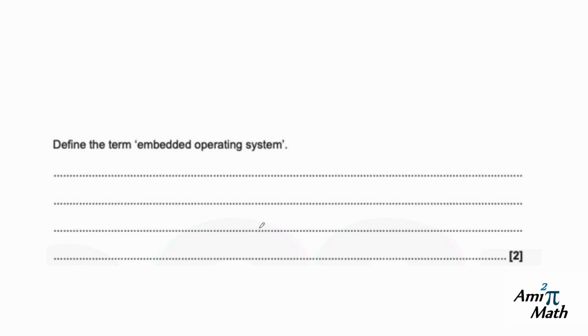Define the term embedded operating system. So, system software used to manage a device which is built into the device itself. For example, a dishwasher. Its embedded operating system is only designed to deal with a dishwasher. So it's built into the dishwasher because it's only dealing with that specific function.